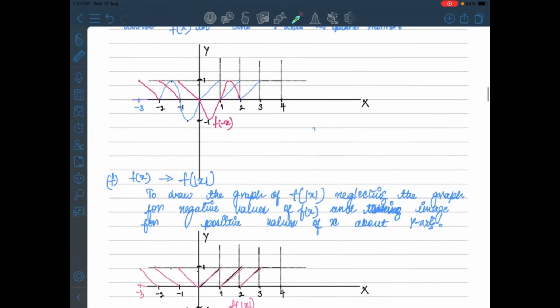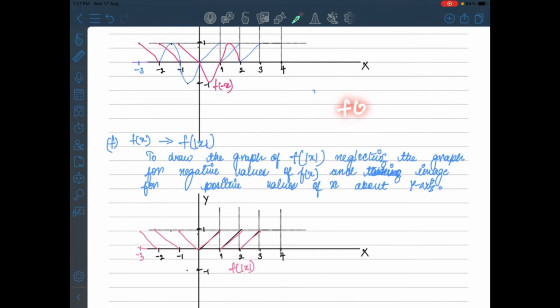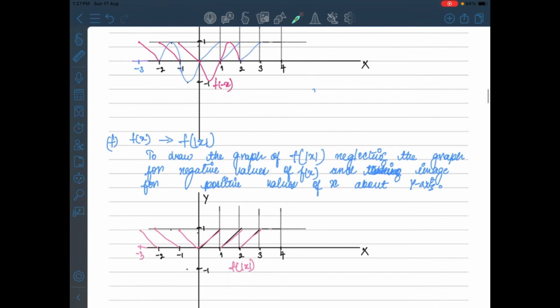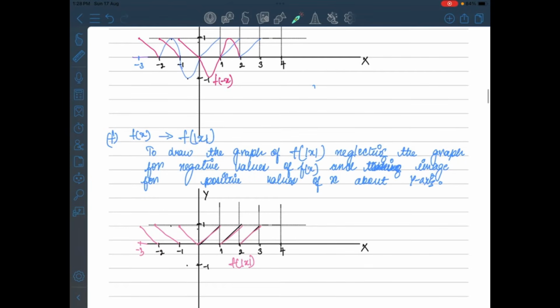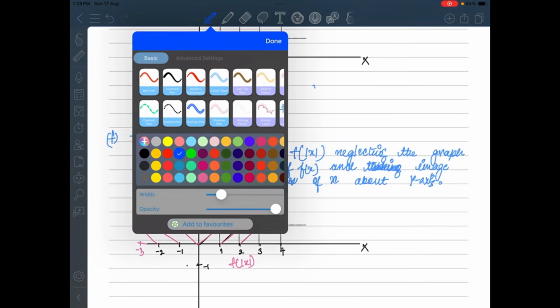Next, coming to the next one. The one we just did was f of x going to mod f of x. Now in this, f of x is going to f of mod x. These are two different things. To understand with an example, f of 2 will be the same as f of minus 2, because I am taking the mod of that. So whatever is the image for the positive x coordinates will be the image for the negative x coordinates, in simple language.